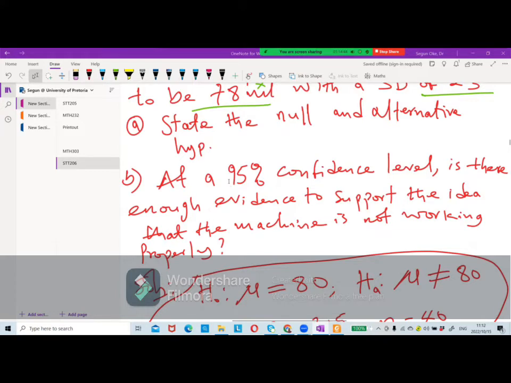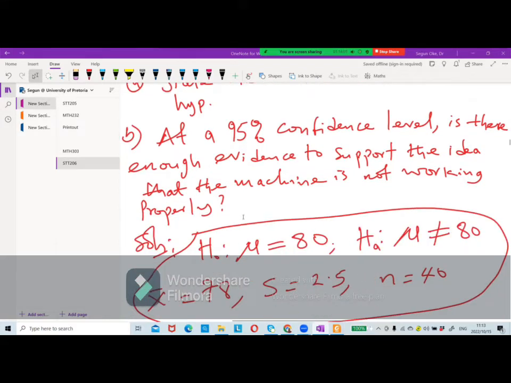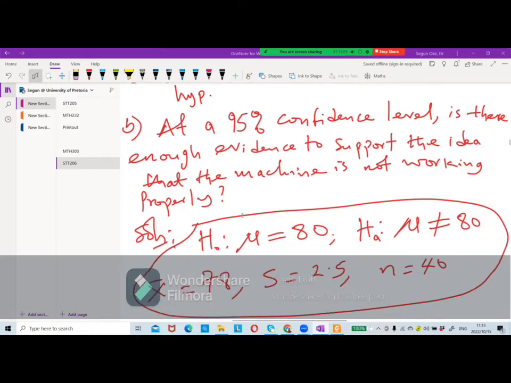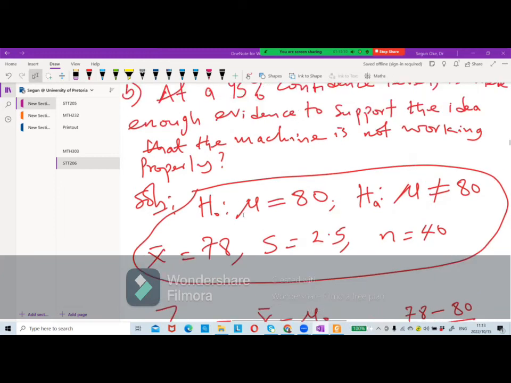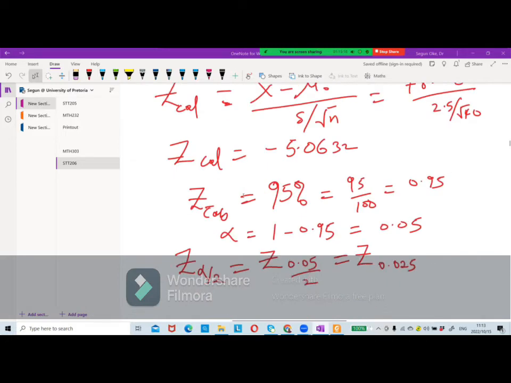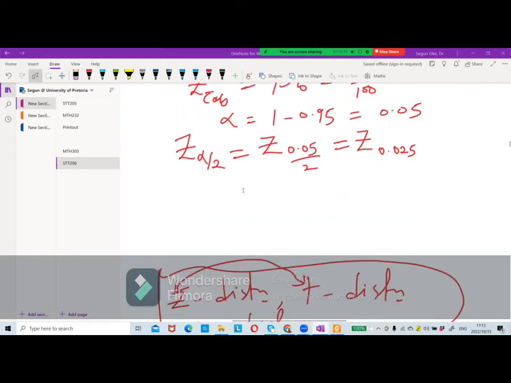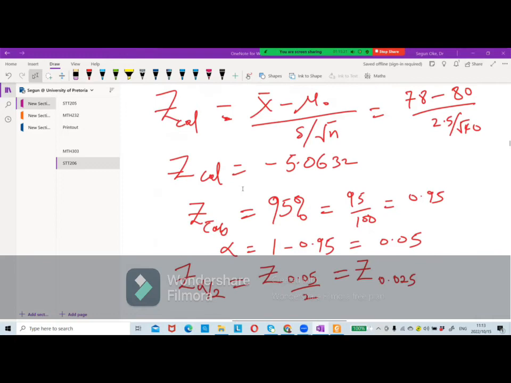B, at a 95% confidence level, is there enough evidence to support the idea that the machine is not working properly? 95% confidence level. So now, what are the things we need to do? Let me go down. Okay, I think this is where we stopped yesterday.